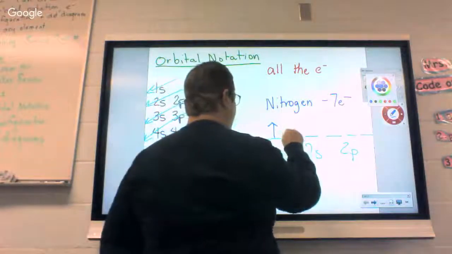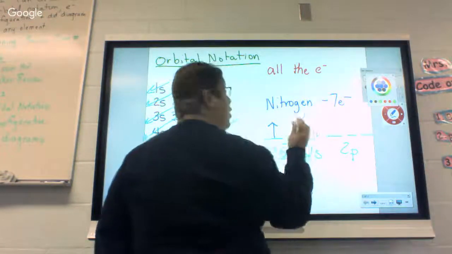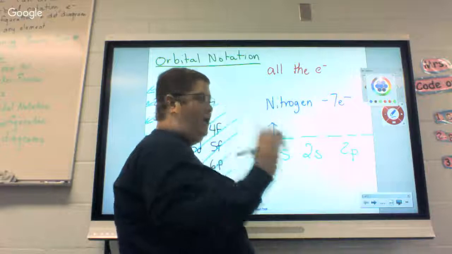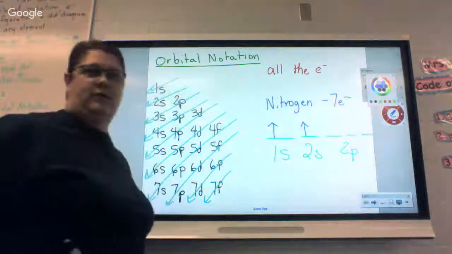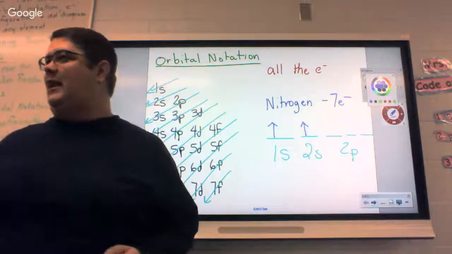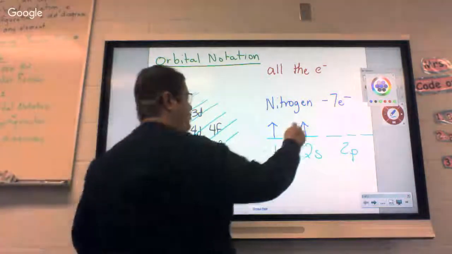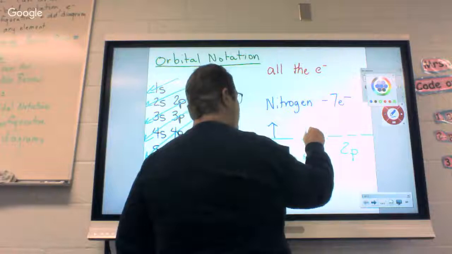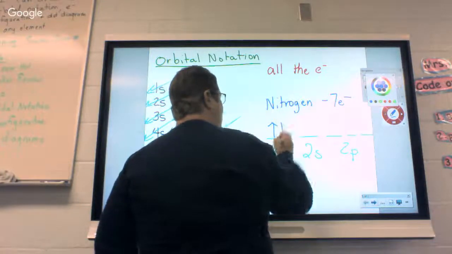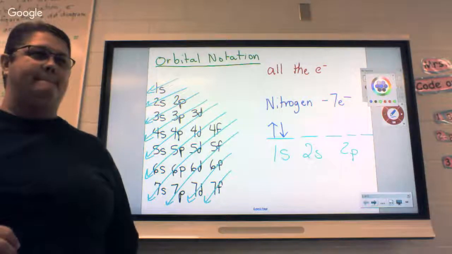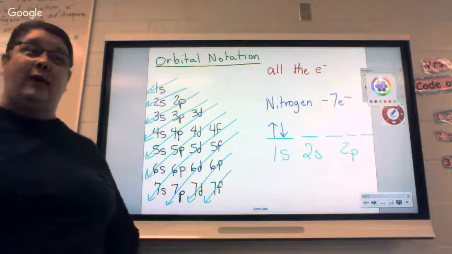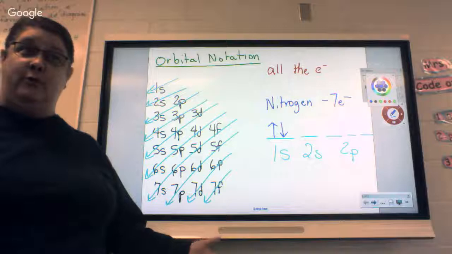Okay, hold on, let me go back. Could I say to put the second one there first? No, because the 1s is not what? Full. That's what I was trying to find out from you. And you said no. That's a good answer. So we have to put the second one there so the 1s is full. Yes, because it can only have how many? 2.